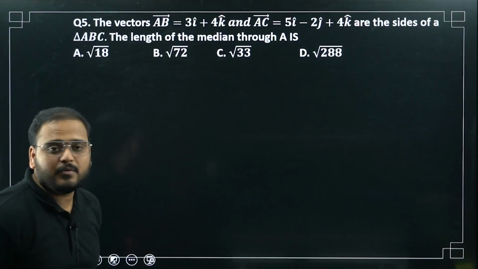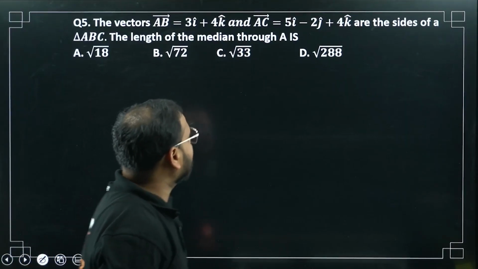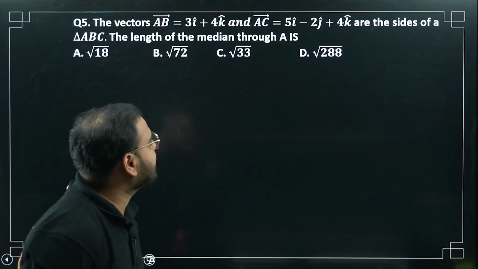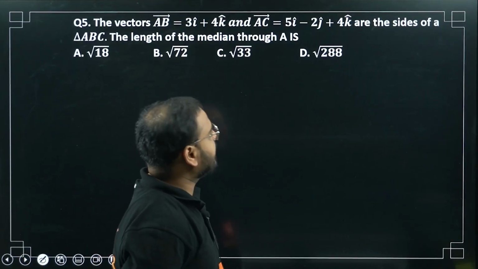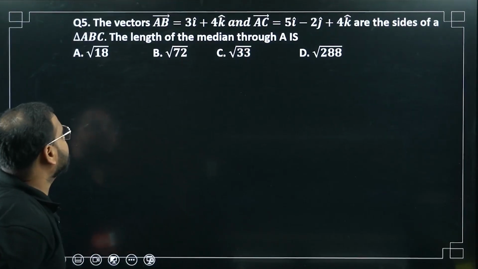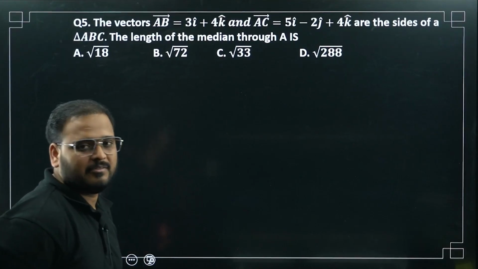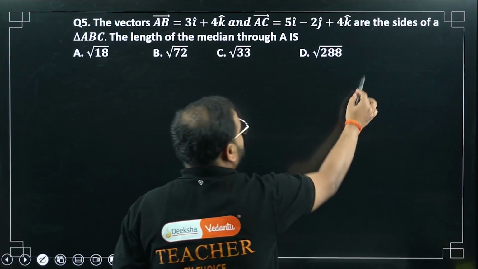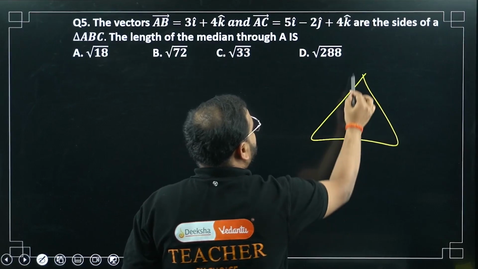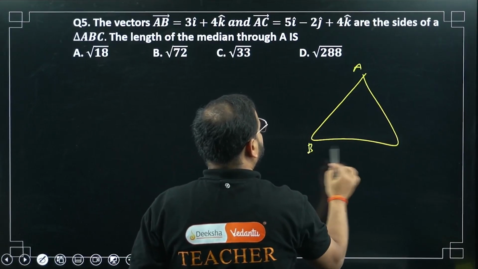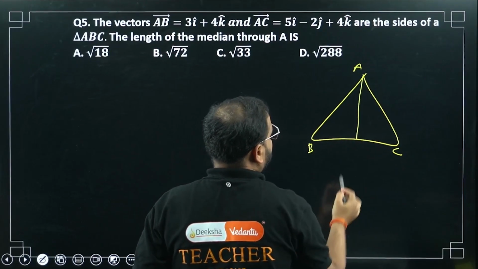The vector AB equals 3i cap plus 4k cap and AC equals 5i cap minus 2j cap plus 4k cap are the sides of triangle ABC. Find the length of the median through A. Very simple, right? Same thing as before. A, B, C, like this. This is the median, right?